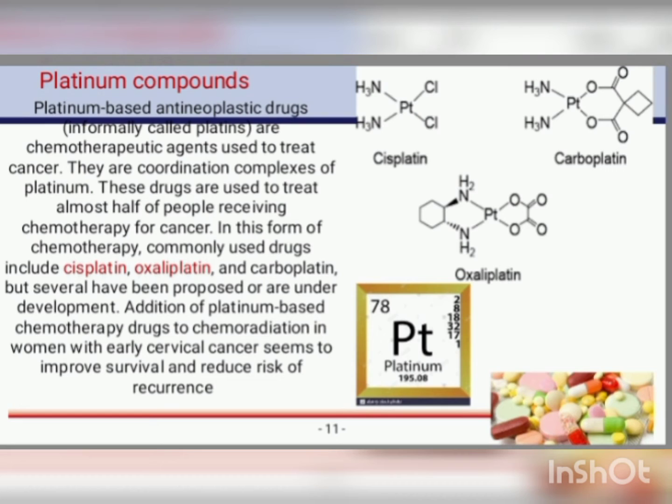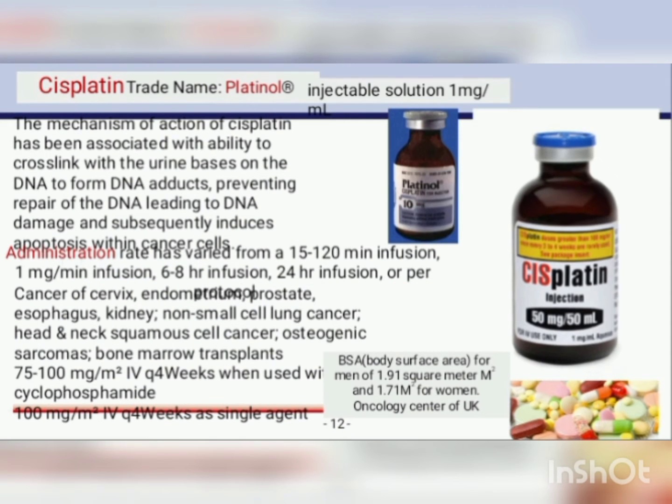Platinum-based antineoplastic drugs are chemotherapeutic agents used to treat cancer. They are coordination complexes of platinum. Cisplatin is a chemotherapy medication used to treat a number of cancers.